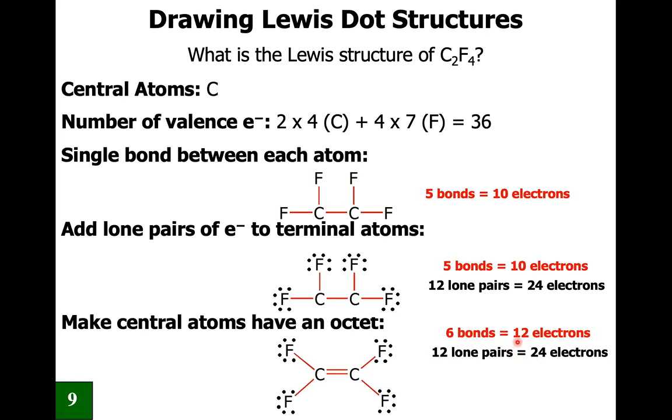So 12 electrons in 6 bonds, and then 24 electrons in the lone pairs, counting 2, 4, 6, 8, 10, 12, 14, 16, 18, 20, 22, 24. There we go. 24 electrons in the lone pairs. And as it has to, once we've assigned all the electrons, it has to add up to the total number of electrons.